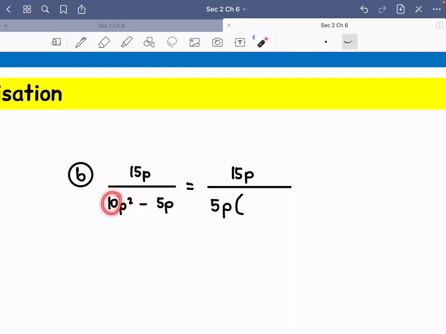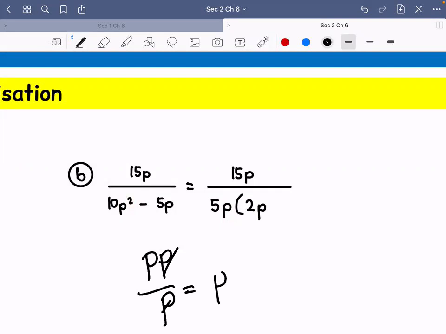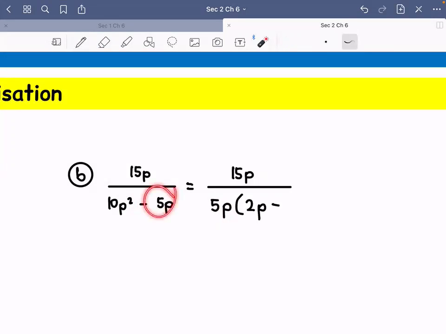So 10p squared divided by 5p, what do you get? 10 divided by 5 is 2, and then p squared divided by p is p, right? Same as p divided by p is p. And then minus 5p divided by 5p. What's your answer? Minus 1, because they're the same, right?